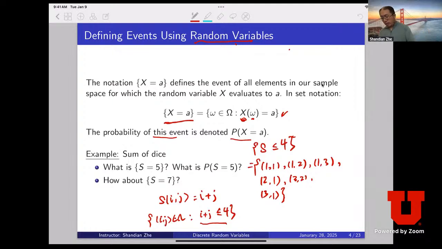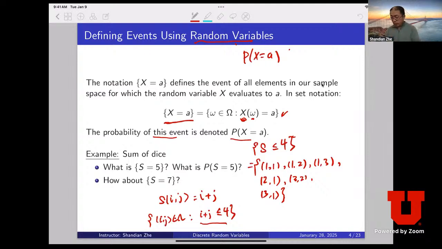Right? So we need to get used to that because in the future, when we compute the probability or other functions, most of the things we're dealing with are just the random variables and the events defined by random variables. Right? So here we also give examples, right?